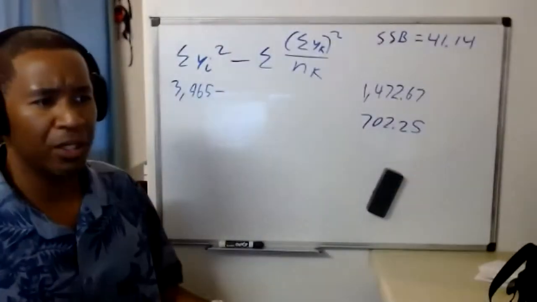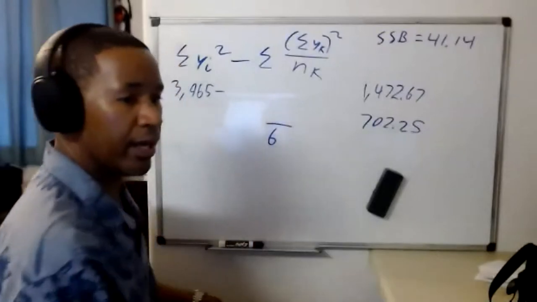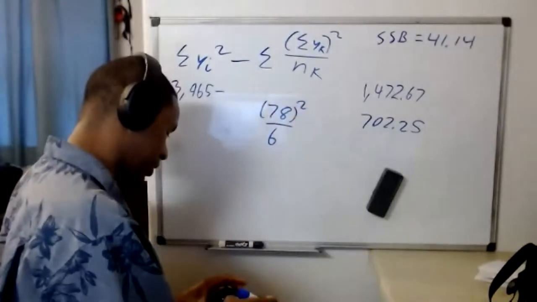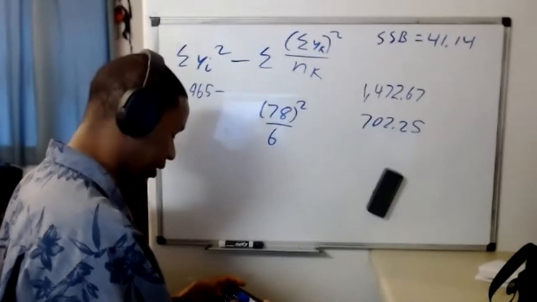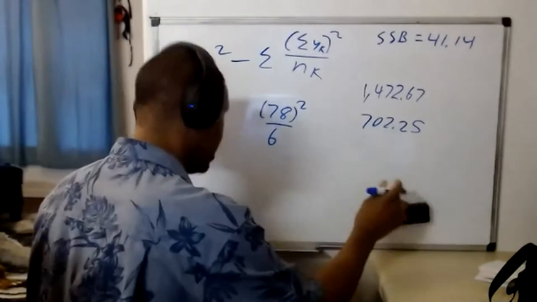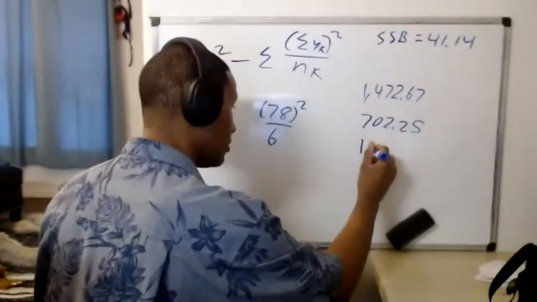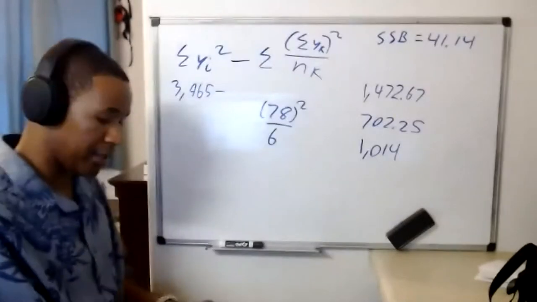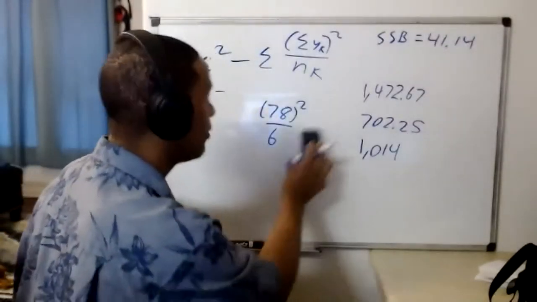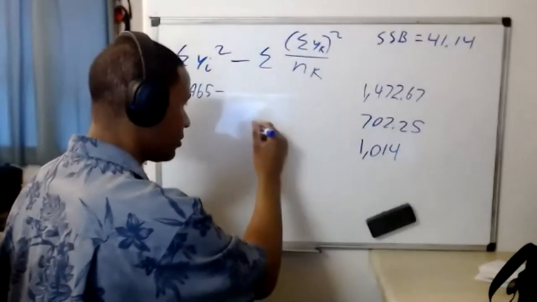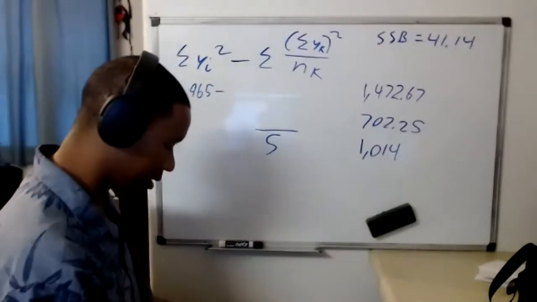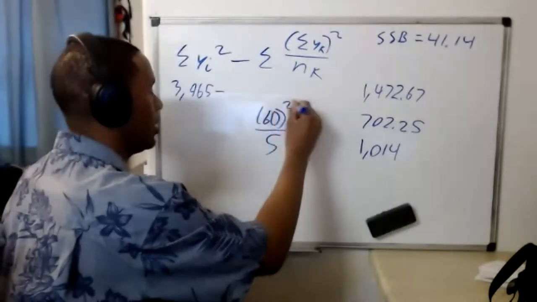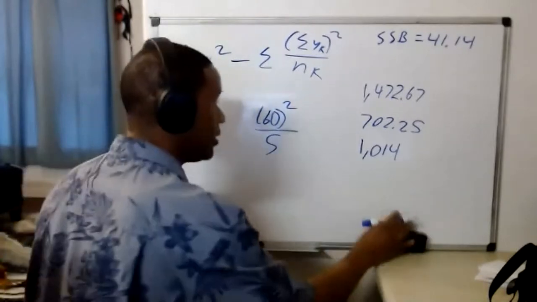All right, we would go over to white females, where we know that the n is 6. If we add all those scores up, it's 78. So we take 78, square it, divide it by 6, and we would get 1,014. And then the last one, for black females, the n is 5. All the scores added together is 60. We take 60 and square it. We're going to get 3,600. We're going to divide it by 5. We're going to get 720.